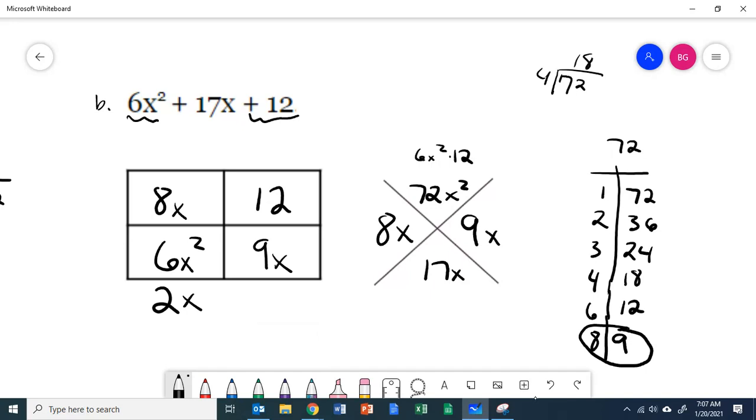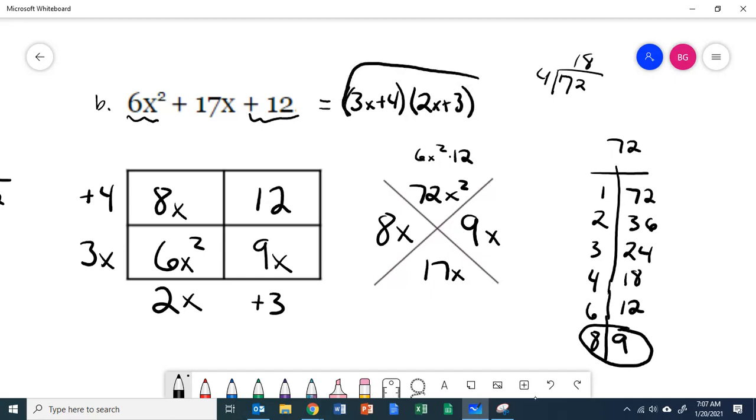So now 2x times what is 6x squared? Well, 2 times 3 gets me 6, and then I would need an x. So now working in the bottom right-hand box, 3x times what is 9x? Well, that would be just a plus 3. And then 8x, 2x times what is 8x? That would be a plus 4. So 2x times a positive 4 would give you 8x. Then check your last box to get a 12. Does your plus 4 and plus 3 get you there? Yes, it does. So now write out your product. So you're going to have 3x plus 4 times 2x plus 3. And there is the answer for this problem.